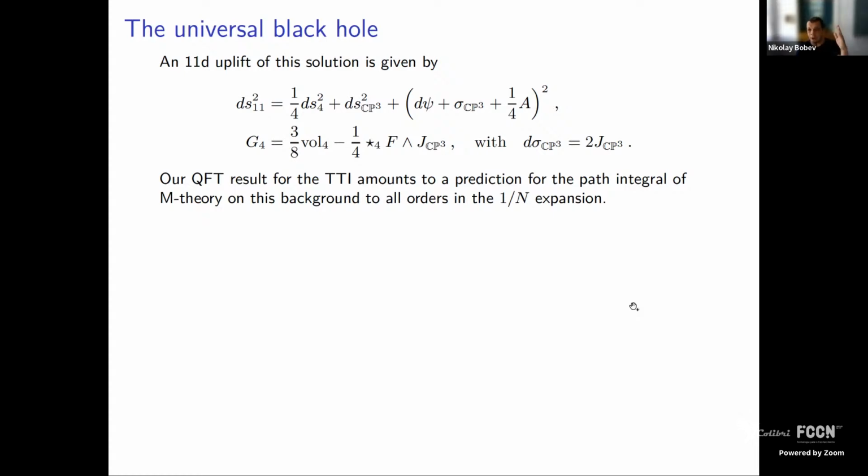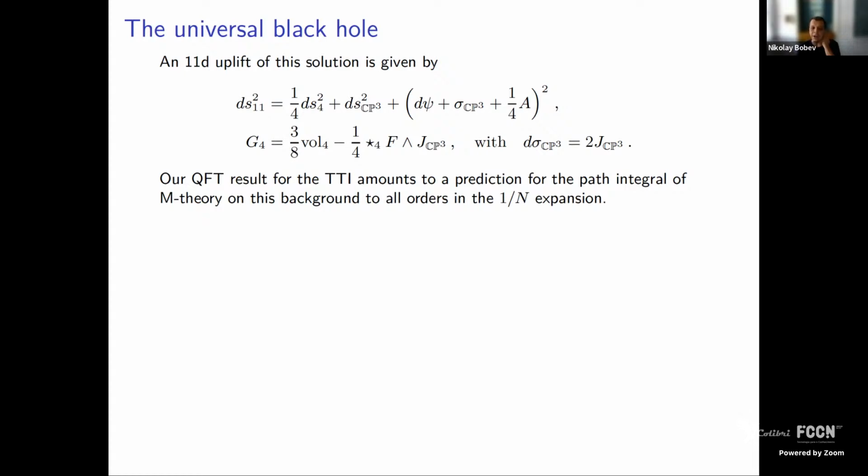Okay, so now I claim that these results I was showing you for the topologically twisted index amount to a prediction for the path integral of M theory on this background to all orders in 1 over N. So that's the big statement I'm trying to make.